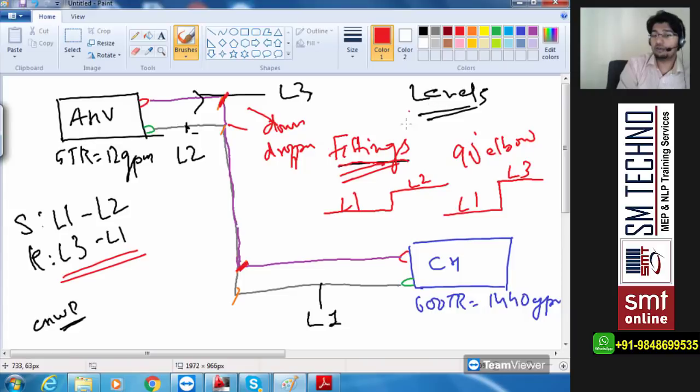Samajh mein aaya? So if you don't understand levels, you won't understand fittings. These are only some nominal fittings that I have told you. You will also get a T section, a dropper T section, inside your plan.